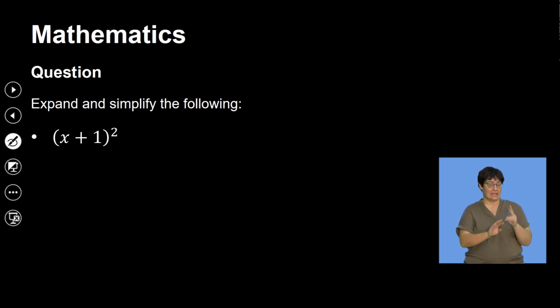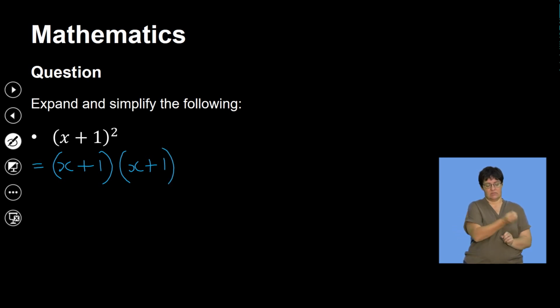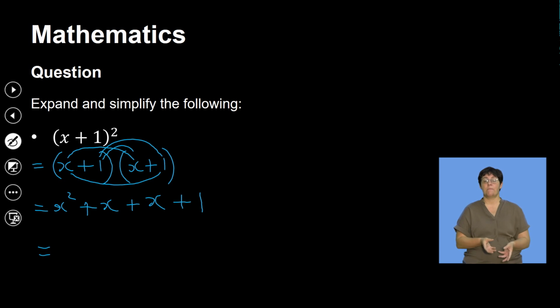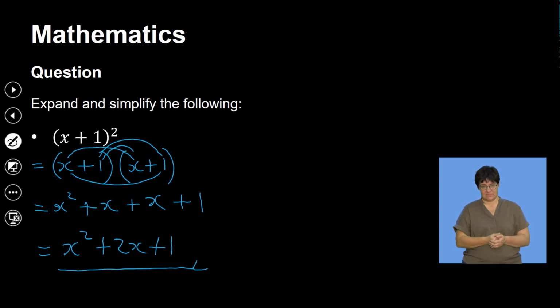The second example, we are squaring x plus 1, right? So this becomes x plus 1 into x plus 1. And then from there, you use your FOIL method. The x and the x will give me x squared. The x and the 1 will give me plus x. The 1 and the x will give me also plus x. Then lastly, the 1 and the 1 will give me plus 1. And therefore, if you simplify this, it becomes x squared plus 2x plus 1. And this becomes my final answer.